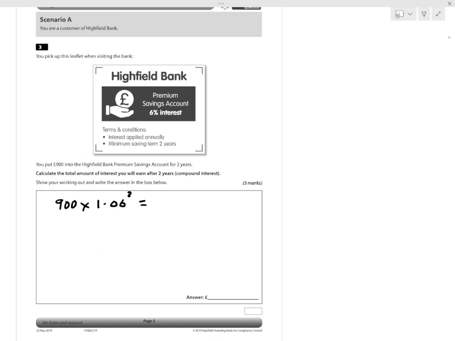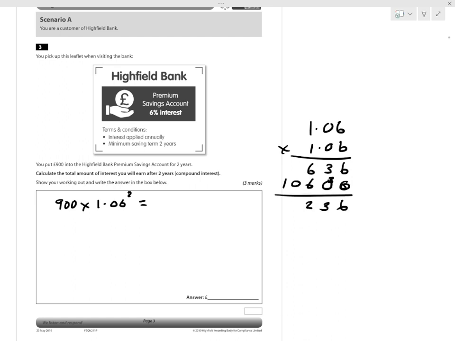1.06 squared. Okay, 1.06 times 1.06. Maybe this is more difficult, isn't it? But anyway, let's do it this way. 6 sixes are 36. 3 6 0 0, 6 0 1. Add these two together: 1.1236. And I'm going to times that by 900.